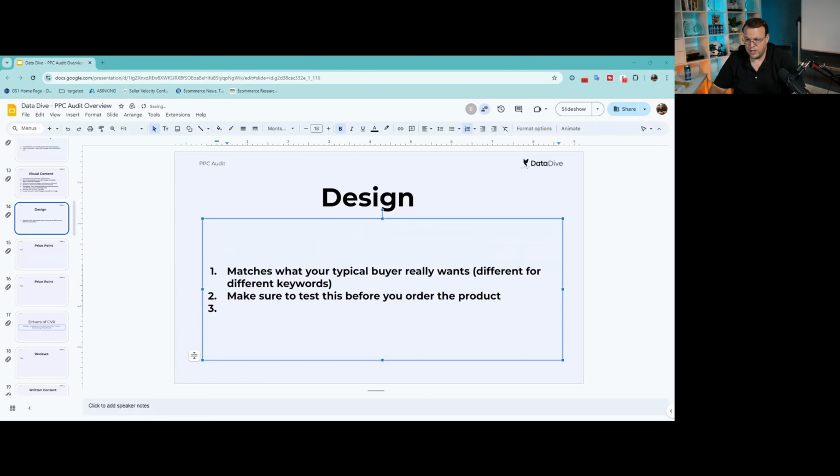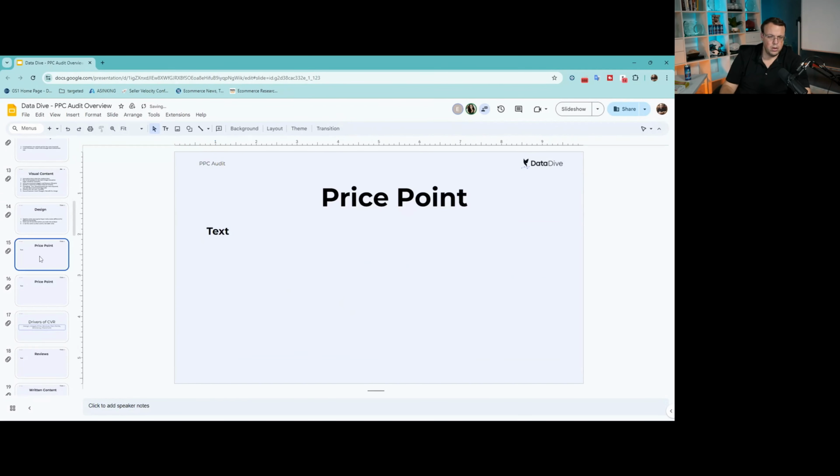All right, not quite for design, but the product around the winning hero image after testing as opposed to making hero image. Yeah. So the design of the product meets the needs, matches what your typical buyer truly wants. Is not the same as other sellers, but adds value.